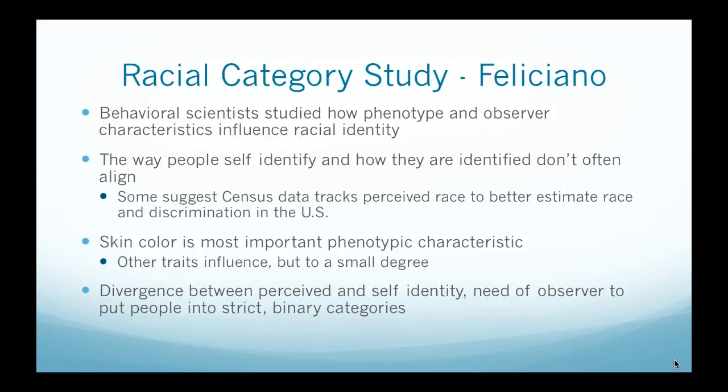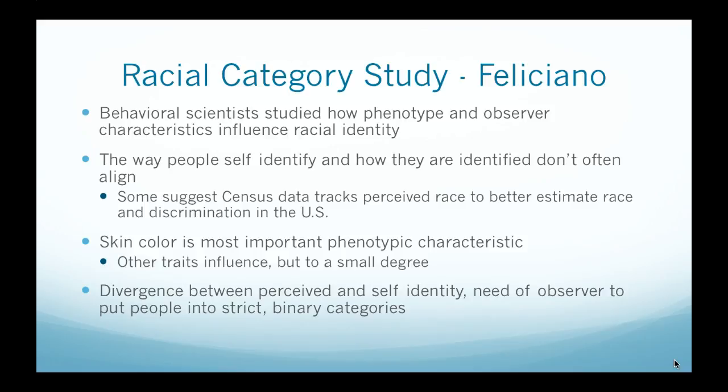It was interesting because instead of just showing pictures of people and saying, well, what racial category would you place this individual in, it allowed the researchers to compare self-identification to outsider identification. And what she was looking for was, what's the most important characteristic? The study was conducted in the United States, so skin color was the most important phenotypic characteristic that we used to identify people in the study.